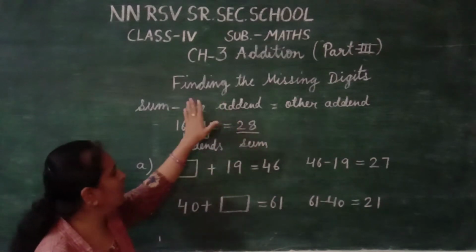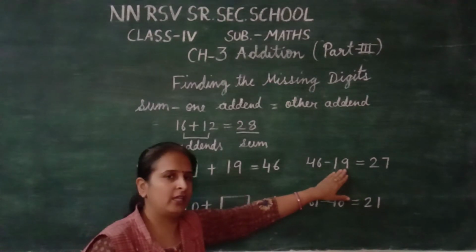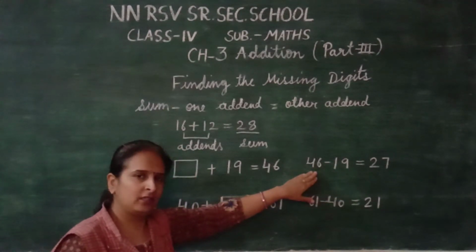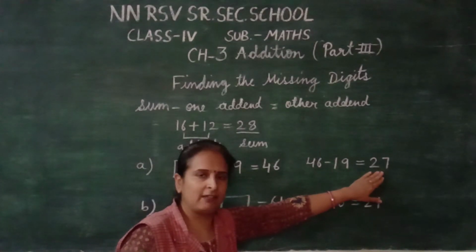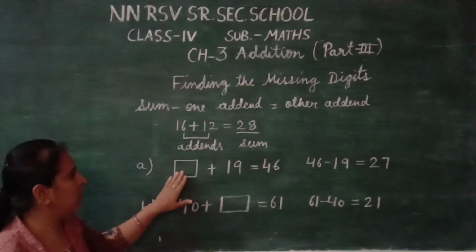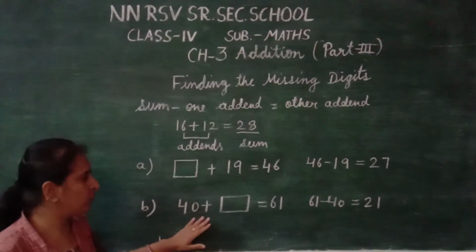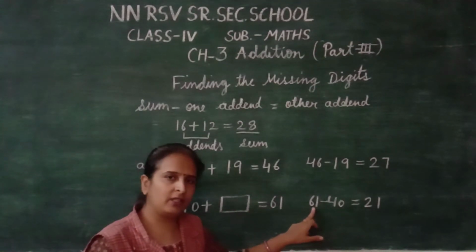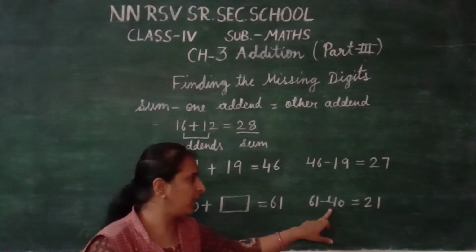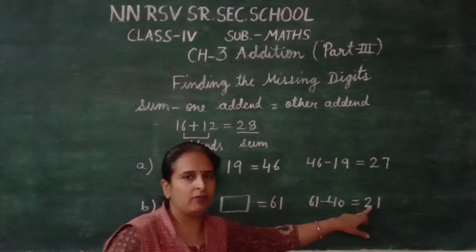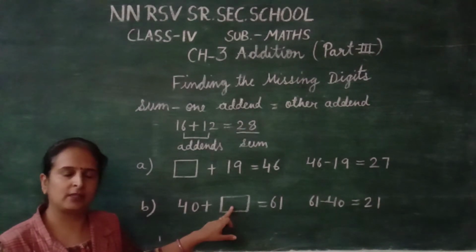So according to the formula, we have to do sum minus one addend. Then we subtract 19 from 46. We will get 27. It means we have to write 27 in the missing place. And in the second situation, the sum is 61 and the first addend is 40. 61 minus 40, we will get 21. It means we have to write 21 in the missing place.